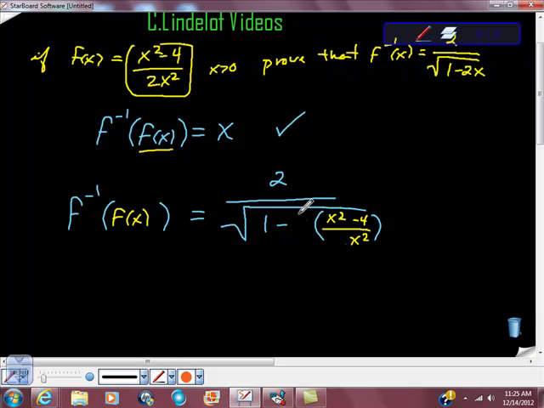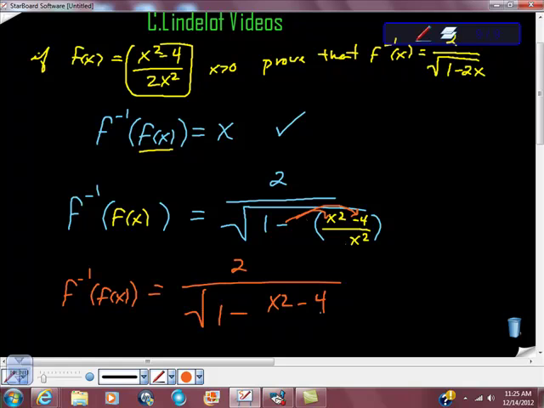The next thing I'm going to do is distribute this negative sign through here and here. I'm just going to rewrite this for some clarity and remind you that I'm taking the inverse of f of x. And that's 2 over 1 minus x squared minus 4 over x squared. Hopefully that's looking good, right? I'm going to go ahead and do that work.